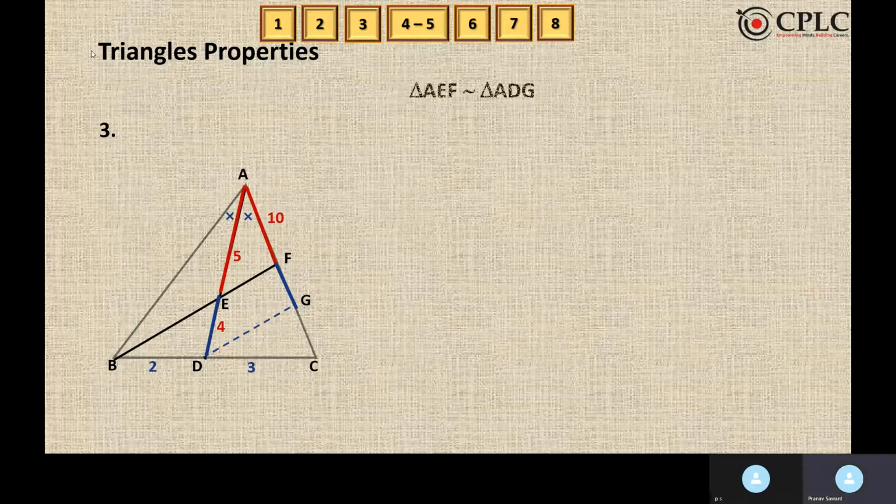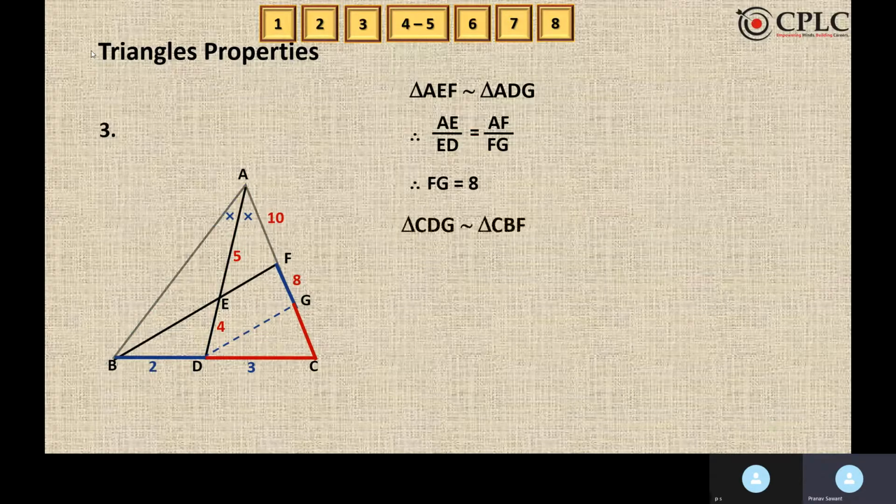Now, we can also say that these two triangles are similar triangles by applying the angle-angle test. If these two triangles are similar triangles, by applying the property, we can say that AE upon ED is equal to AF upon FG. So, by substituting the values, we'll get the value of FG as 8. Now, we again have two triangles, that is triangle CGD and triangle CFB. These two triangles are also similar.